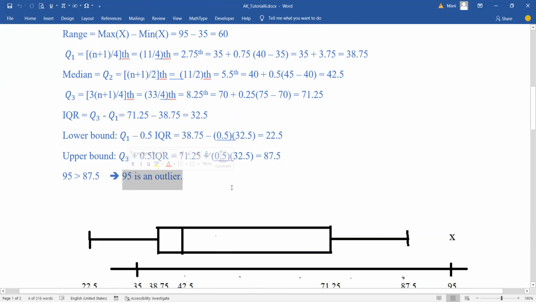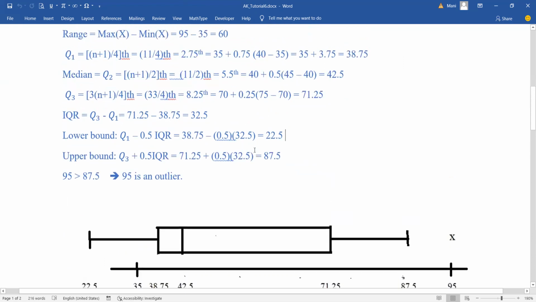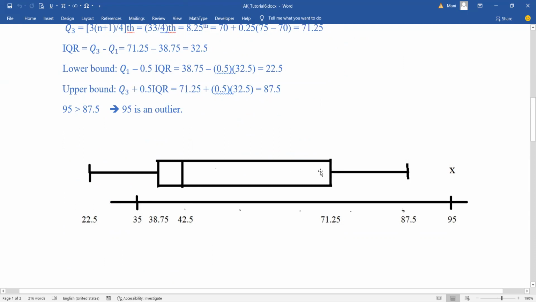Now, how can I construct the box and whisker plot? Let me show you. The first thing to do is to draw this line. So first you have your axis. You should show all the values here at the end. First thing first, show the median. Median is 42.5. Okay. Then show Q1 and Q3. Q1, draw this line and draw this line. So using a ruler, you can easily understand the relative distance between them.